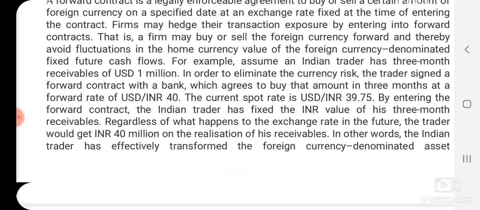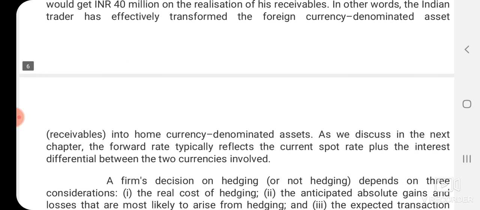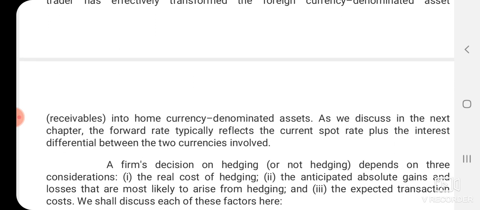In other words, the Indian trader has effectively transformed the foreign currency denominated assets receivable into home currency denominated assets, as we have discussed. Okay, still some more concepts I will discuss in further videos also, just according to the example. The forward rate typically reflects the current spot rate plus the interest, nothing but 39.75 plus 0.25, the interest differential between the two currencies involved.